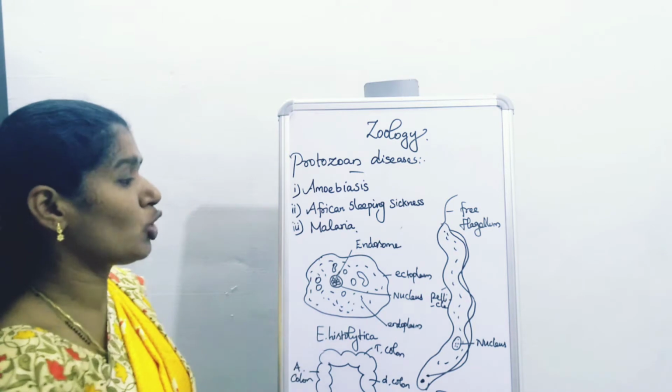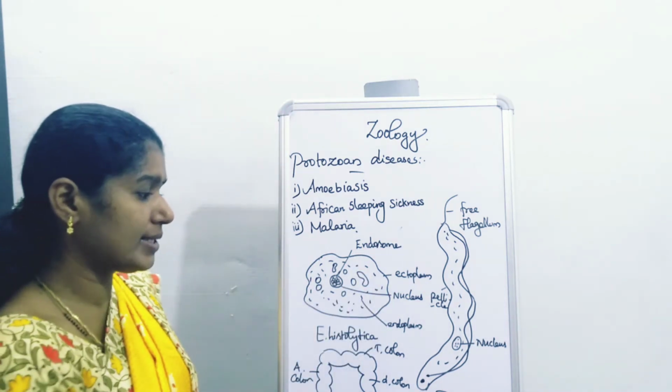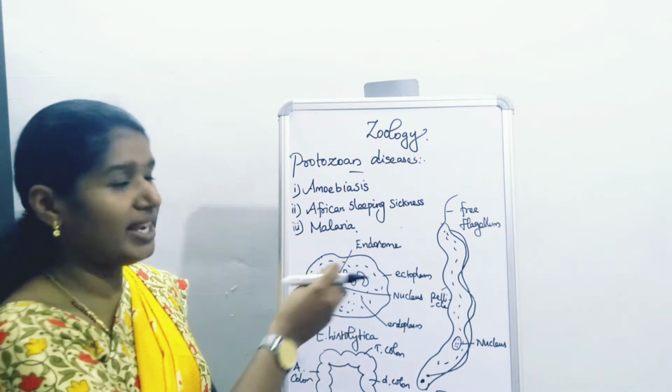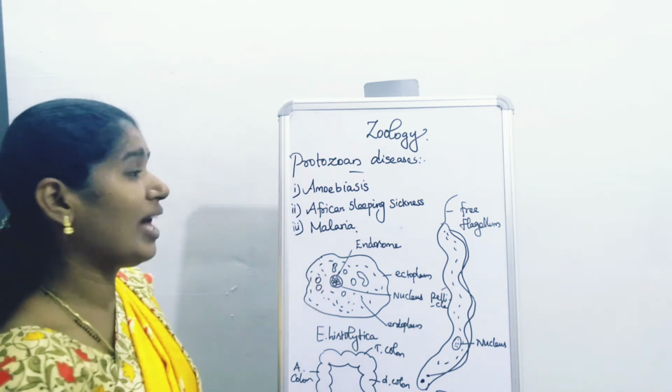So this is the structure of Entamoeba histolytica. The outer region we call ectoplasm, and the inner part endoplasm, and inside the nucleus it contains the endosome, which is the genetic material. So this is called amoebiasis.